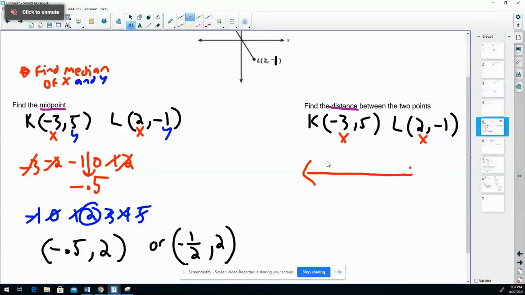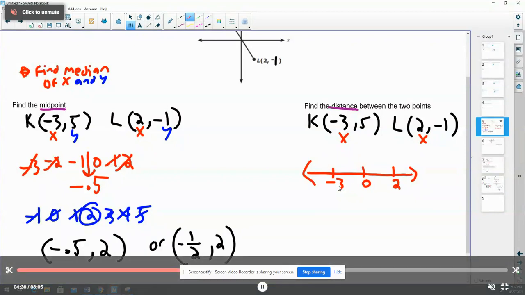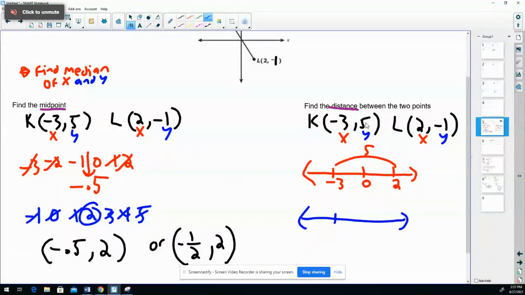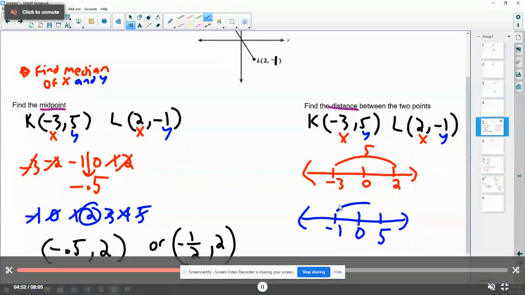Okay, so on our number line, we have -3. We're going to include 0, and we have +2. Now the distance between -3 and 2 is going to be 5, because they're on opposite sides of 0. So this distance is 3, this distance is 2, so our total distance is 5. Now for our y number line, again we have -1, 0, and 5. This distance here is going to be 6, right? Because between -1 and 0 is 1, between 0 and 5 is 5, so we add 5 and 1 is 6.